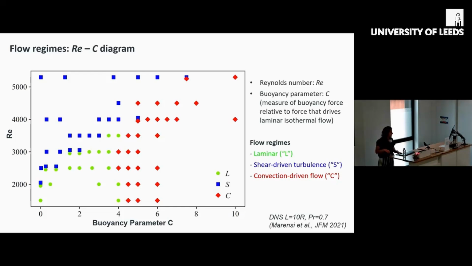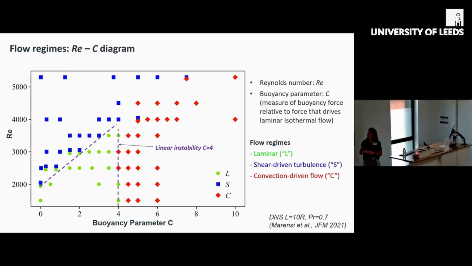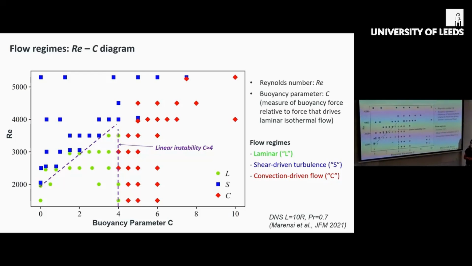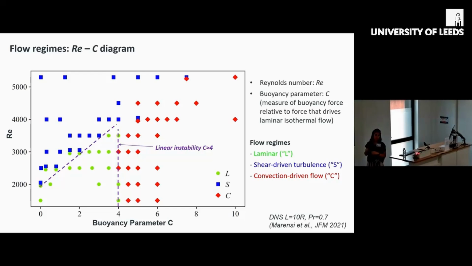At low Reynolds number, the progression is like I mentioned before. Initially we go from shear-driven turbulence, we fully laminarize, and then as we further increase C, we start to drive this convection-driven state, which enters via a linear instability, as we will also see later. But this green region becomes narrower at higher Reynolds number, and then at higher Reynolds number we switch directly from the shear-driven turbulence to the convection-driven flow.